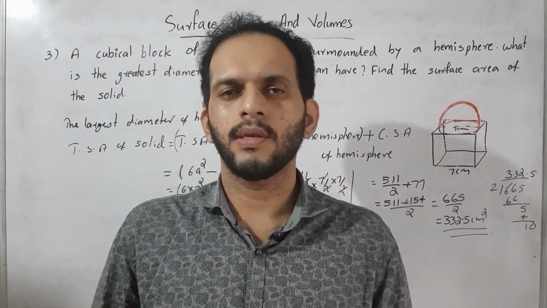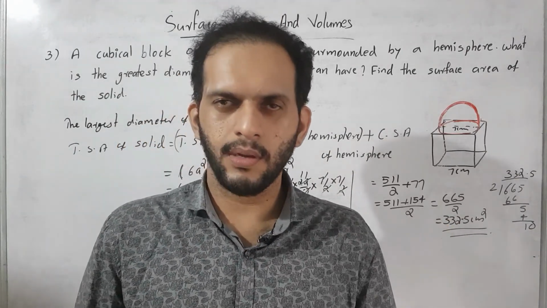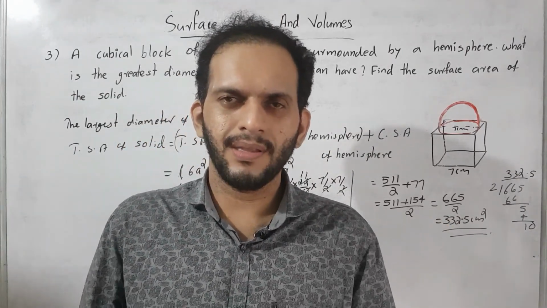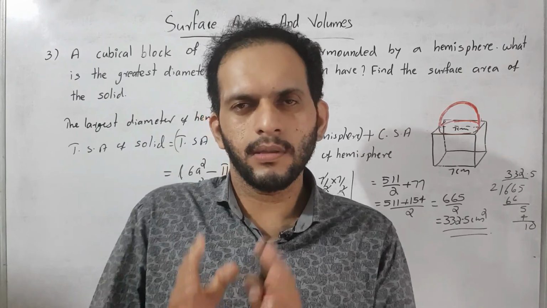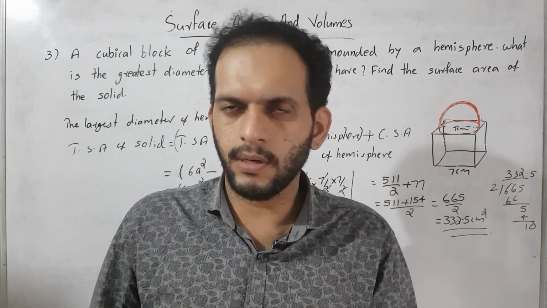The total surface area of the new solid is equal to 332.5 square centimeter. Okay, I think you got a little idea about how to find the total surface area of a new solid, the combination of solids. Okay.